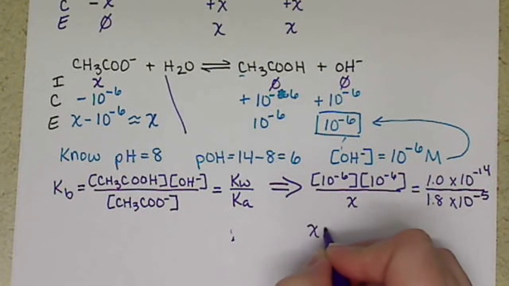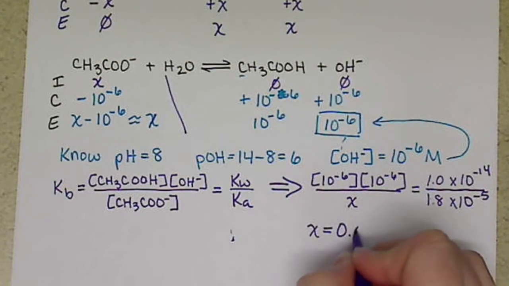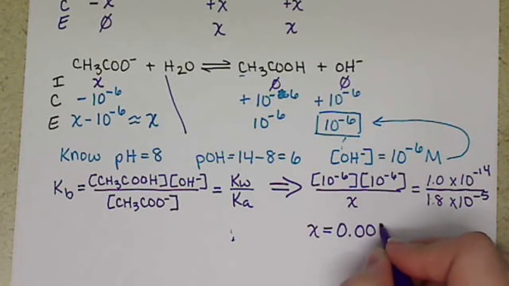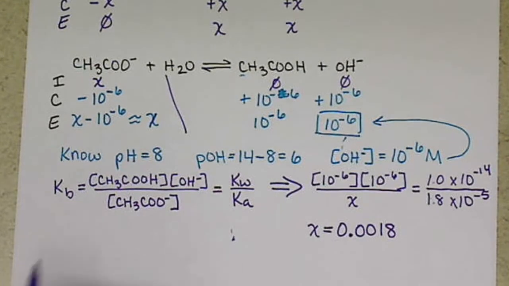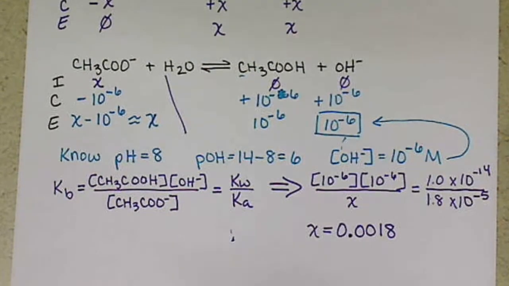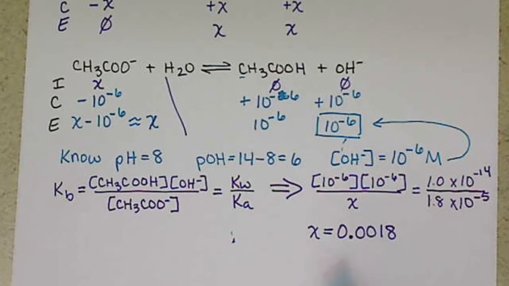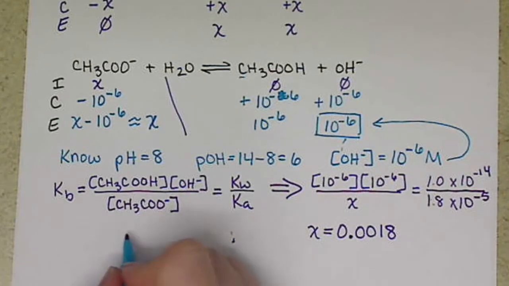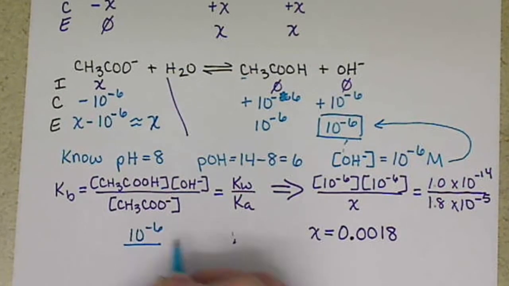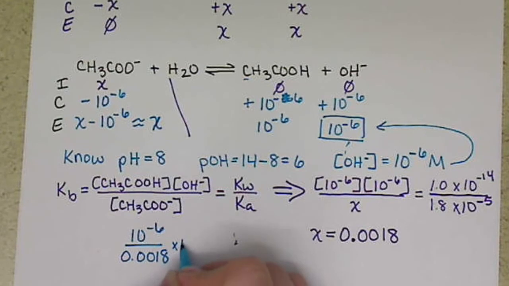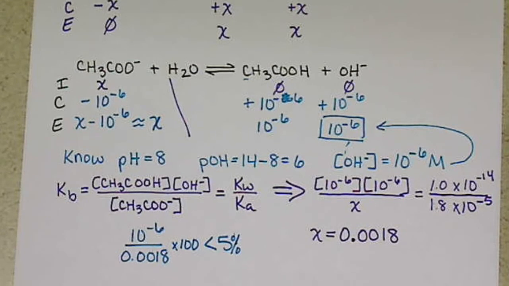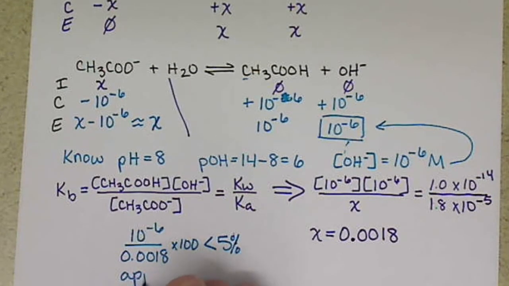So I get x is equal to 0.0018. We want to check that our approximation is still okay. So we have 10 to the negative 6 divided by our starting concentration, 0.0018, times 100. That's definitely going to be less than 5%, so our approximation is okay.